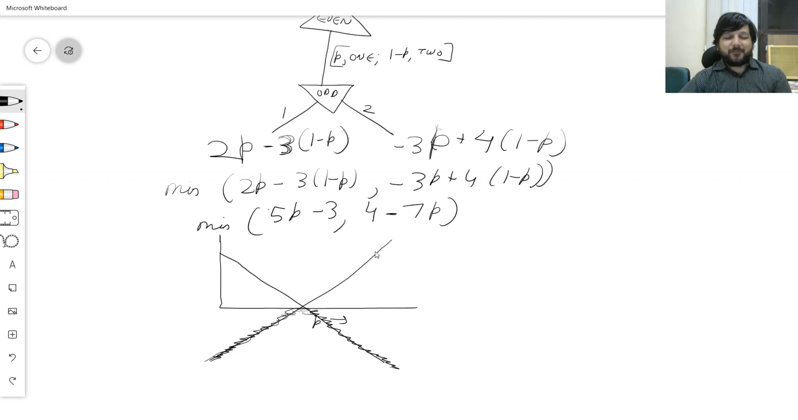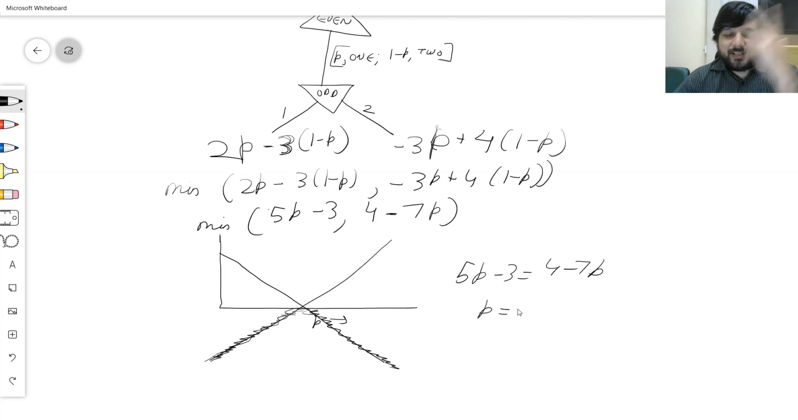Now, even tries to maximize it. The only control with even is that it selects P, knowing all this. So what P does it select? The one which has the maximum. I vary P like this: bad returns, slightly better, again going bad. And the best value of P is when both of them are equal. So 5P minus 3 is equal to 4 minus 7P. Even has only one control, which is how to select P. So that becomes 7 by 12. And if you do it the other way around, it also becomes the same value.